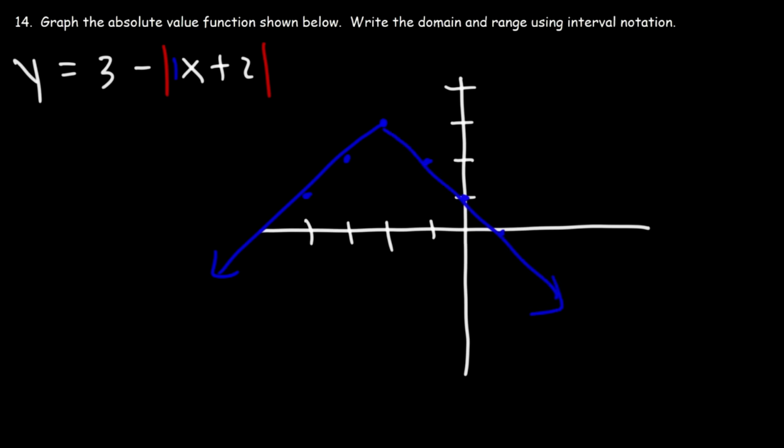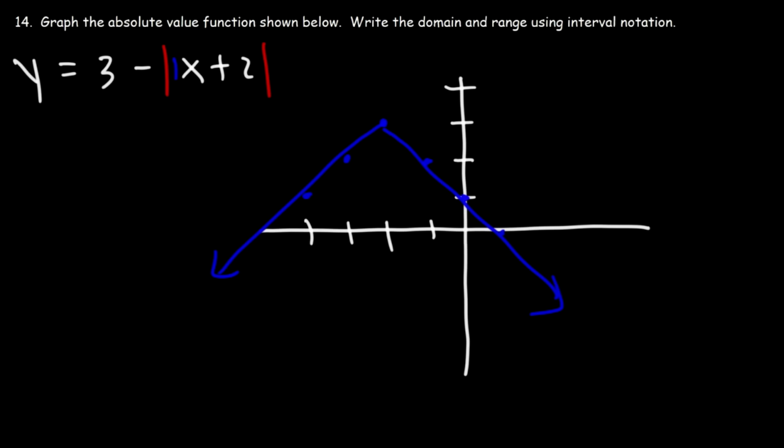So that's basically a rough sketch of this particular absolute value function. So that's how you can graph it using transformations. Now, let's focus on writing the domain and range using interval notation. The domain has to do with the x values.